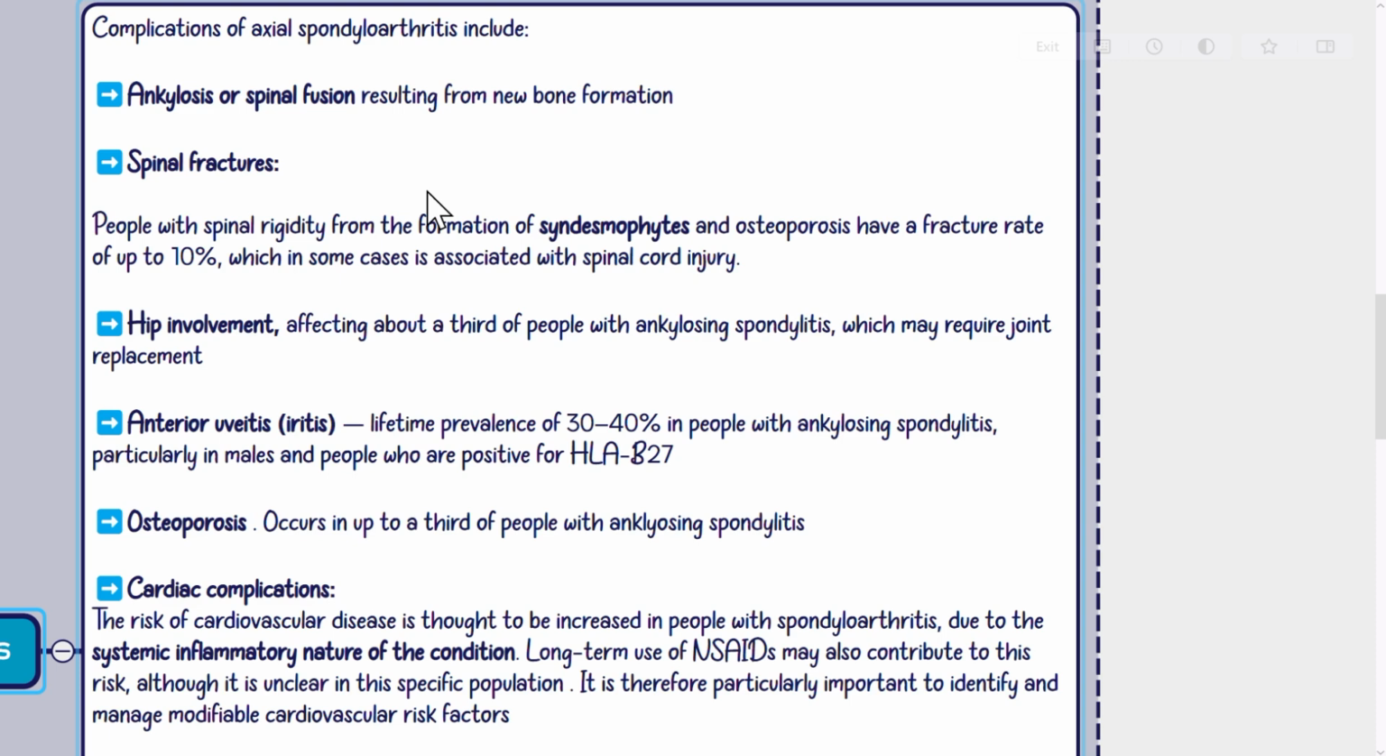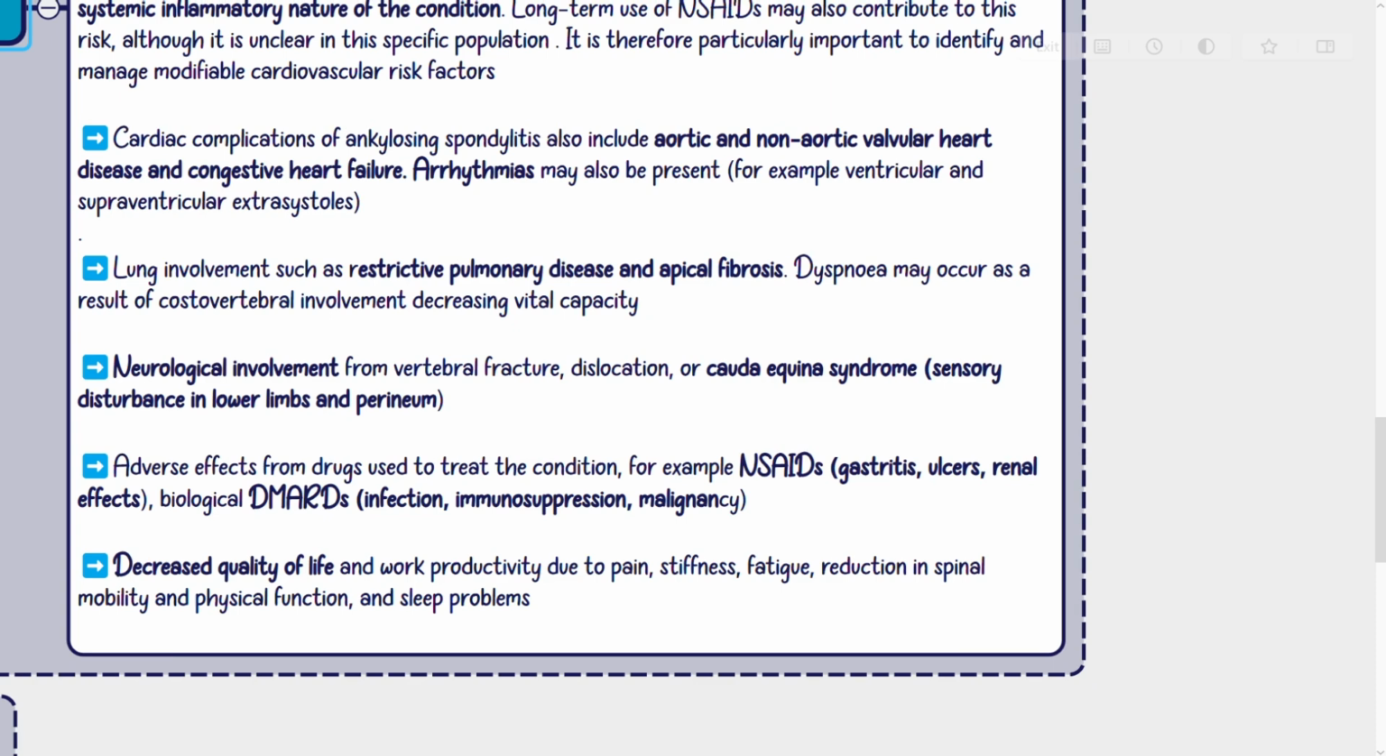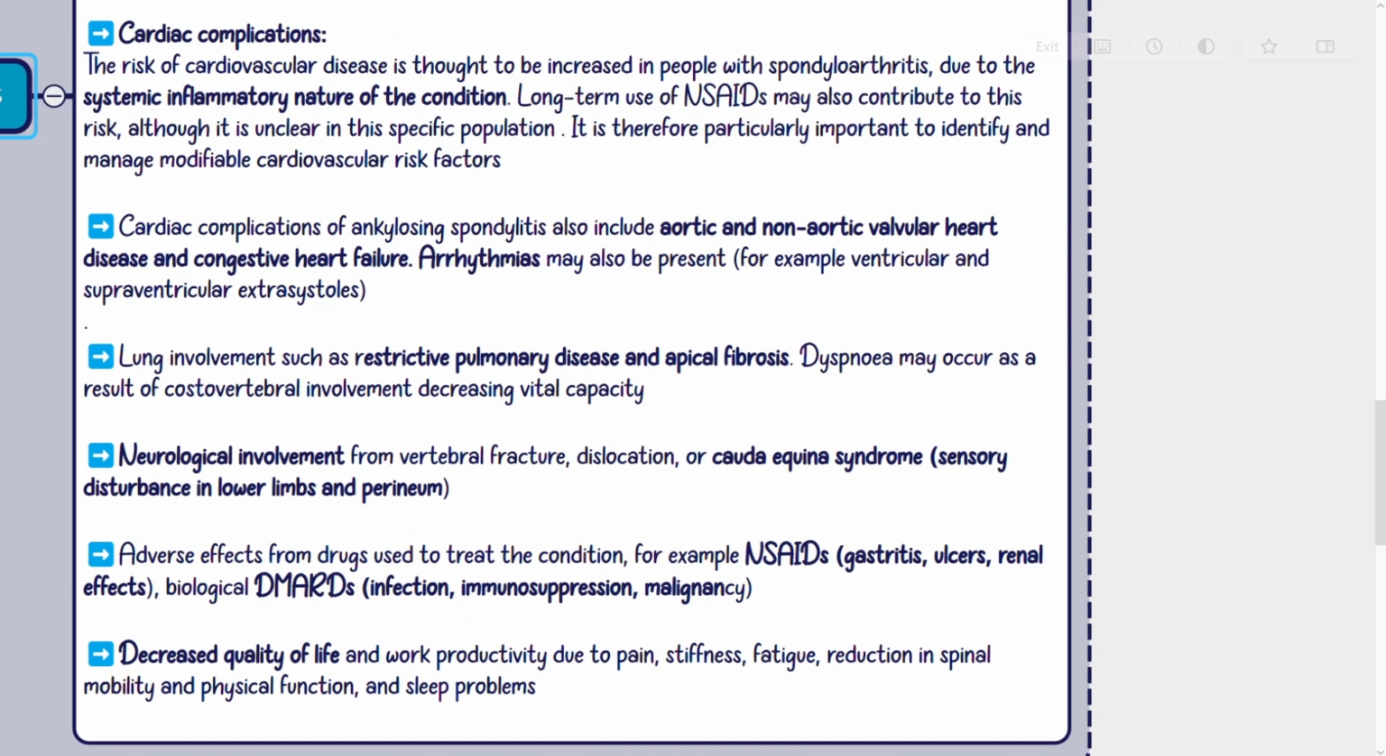Cardiac complications. The risk of cardiovascular disease is thought to be increased in people with spondyloarthritis due to the systemic inflammatory nature of the condition. Long-term use of NSAIDs may also contribute to this risk, although it is unclear in this specific population. It is therefore particularly important to identify and manage modifiable cardiovascular risk factors. Cardiac complications of ankylosing spondylitis also include aortic and non-aortic valvular heart disease and congestive heart failure. Arrhythmias may also be present, for example ventricular and supraventricular extrasystoles.